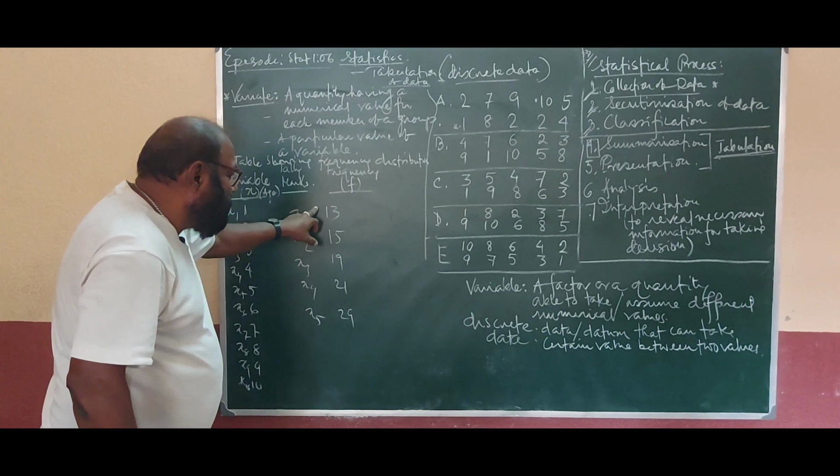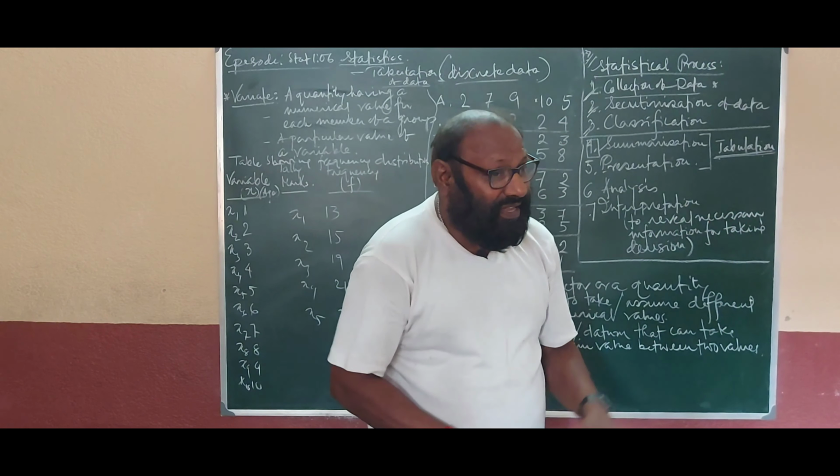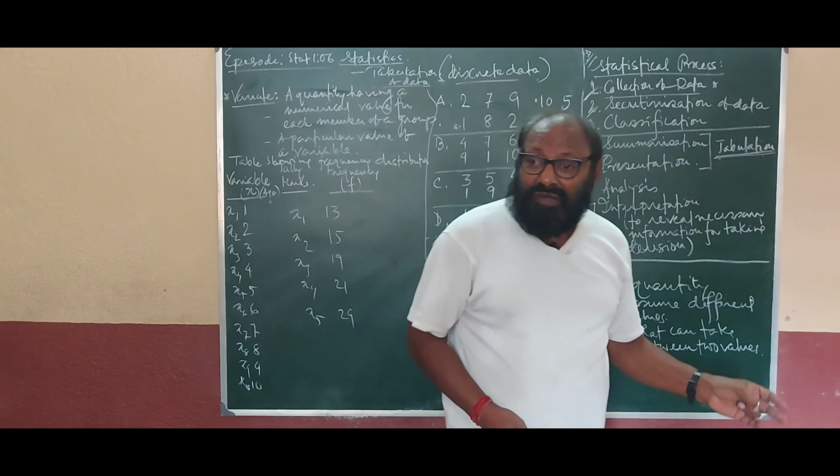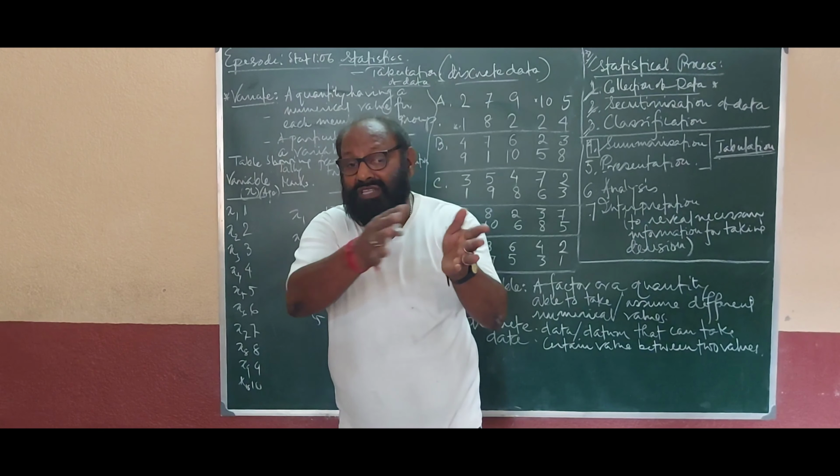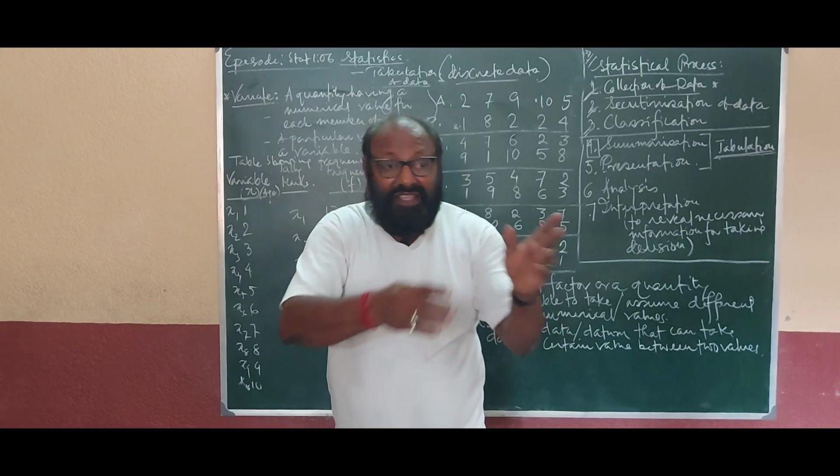Clear? So what is a variable? A variable is a factor or a quantity that takes different values in a series of observations. Look at what values are taken: 13, 15, 18, 20, 29. So these are the values x1, x2, x3, x4, x5.